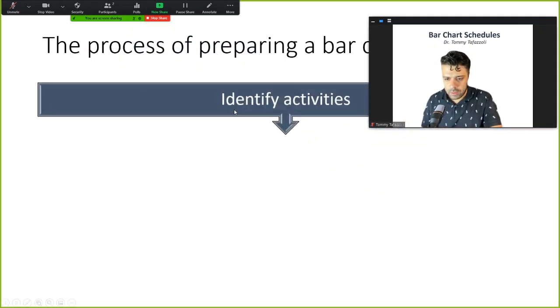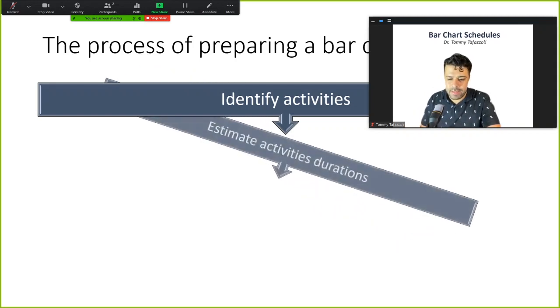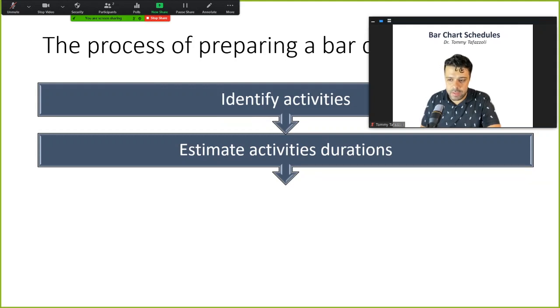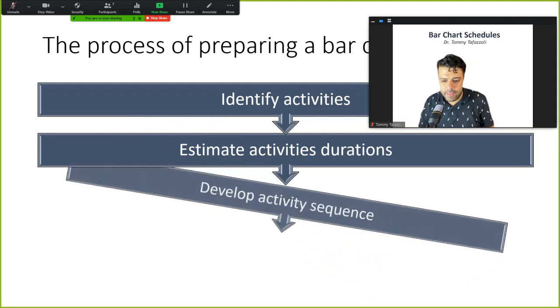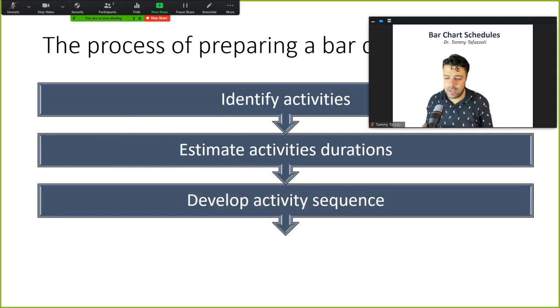All right, so based on that, creating a bar chart is no exception, but to name the fundamental steps, you should have your activities listed. So this comes after you know what your activities are. So now you know what your activities are. In the next step, you go and estimate their durations, so you know how long each one takes. Then you develop activity sequencing.